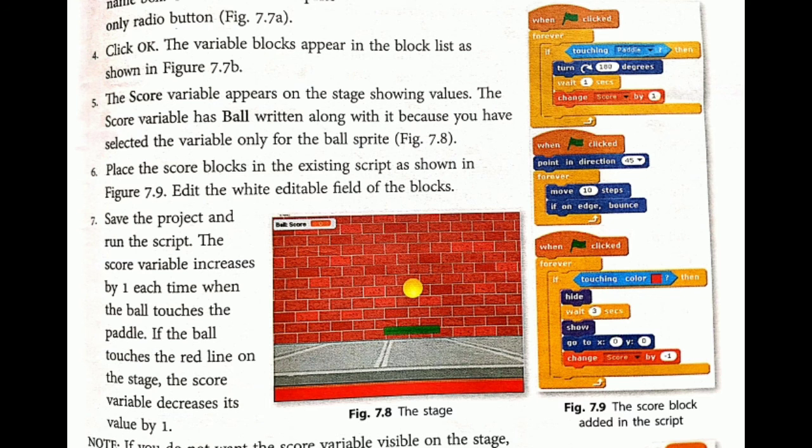And now if you are looking at the stage, you will be able to see the score variable appearing at the top of the stage and it is showing the value as 0. Okay. Now you have to save the project and run the script. Okay, and the score variable will increase its value by 1 each time the ball touches the paddle, and if the ball touches the red line on the stage, the score value will decrease by 1.